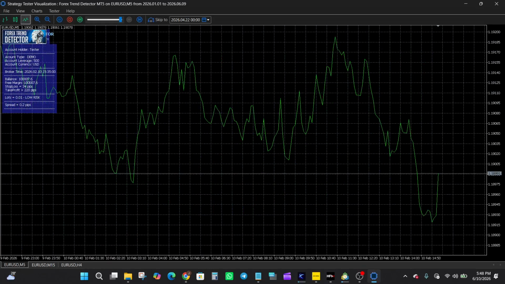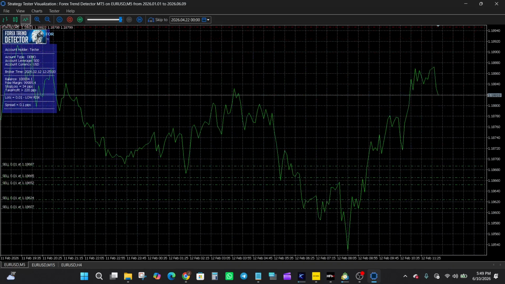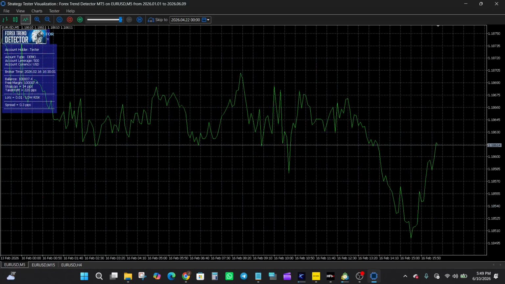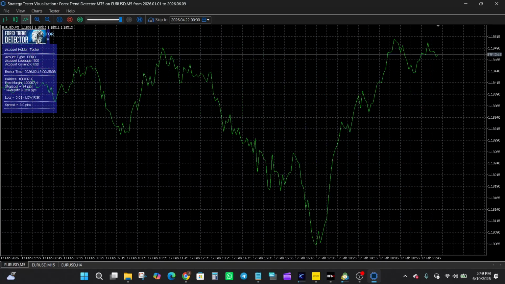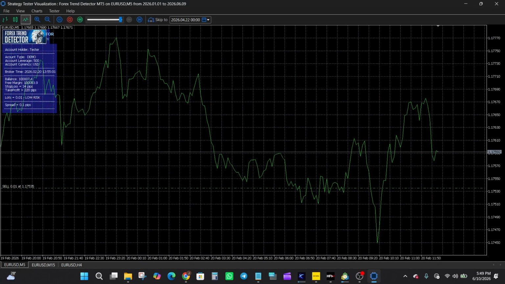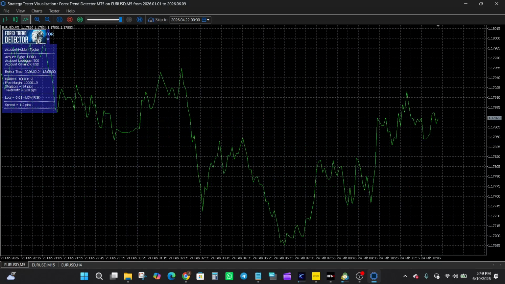Overall, the EA presents a structured approach around trend impulse and volatility movement, but I would still recommend running longer term testing across different market periods to really understand how it behaves in different conditions before considering any live application.